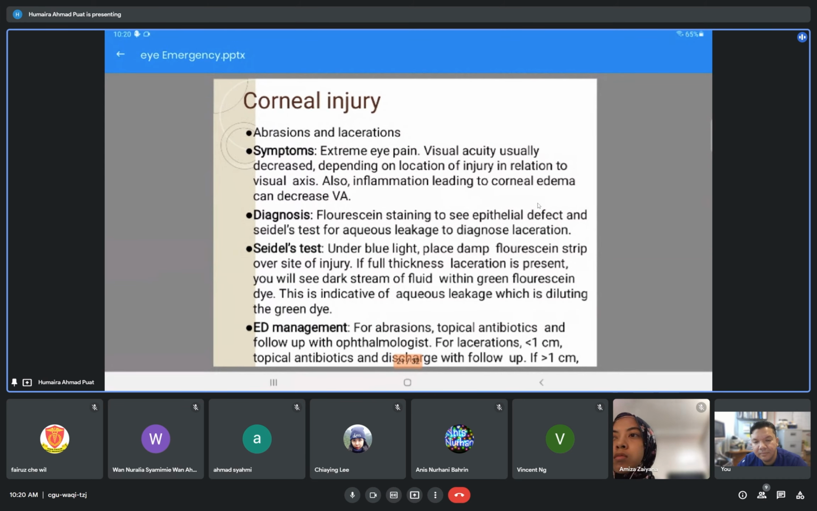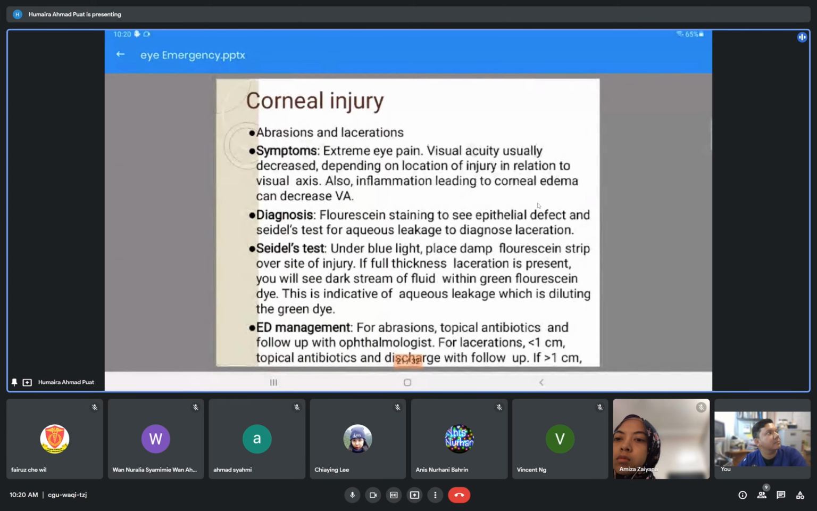And then for the ED management, we can give topical antibiotic and follow up with ophthalmologist. For laceration less than 1 cm, we give topical antibiotic and discharge. If more than 1 cm, can refer to ophthalm for further management.